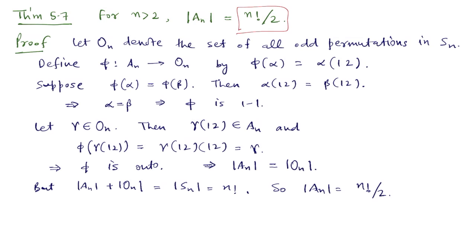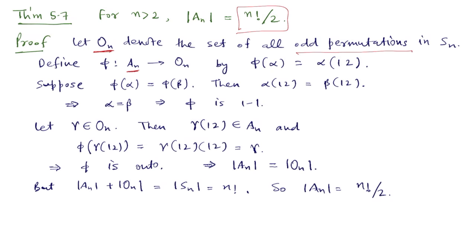Now we know that Sn contains either odd permutations or even permutations. Any permutation is either odd or even. So to prove that there are exactly half even permutations and half odd permutations, we have to show that the number of even permutations is the same as the number of odd permutations. So for this we will show that there is a 1-1 correspondence between odd permutations and even permutations. So let us denote by On the set of all odd permutations. An is already the set of all even permutations.